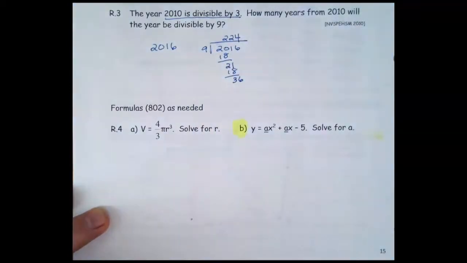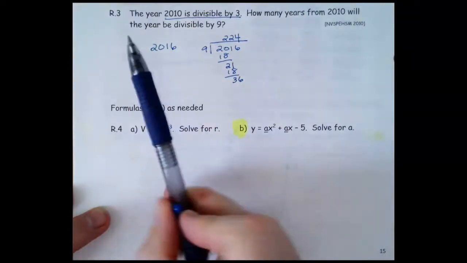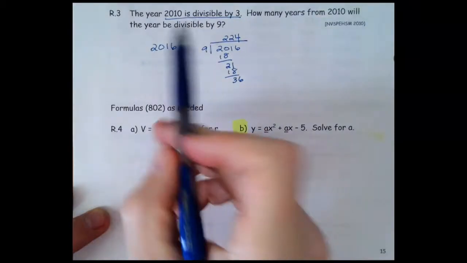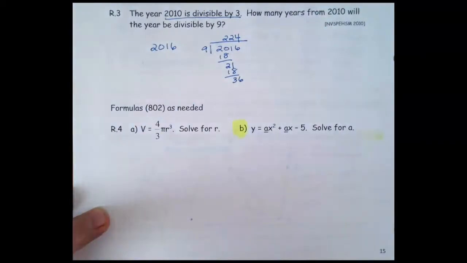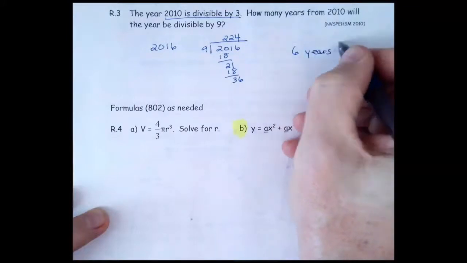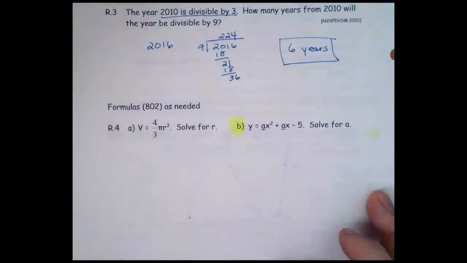And you want to be careful here. It's a little bit of a trick question. So some students would say, oh, 2016 is the answer. But a lot of times you want to go back and read the question one more time before you put your final answer. It says how many years from 2010? So that would be 6 years later. All right.